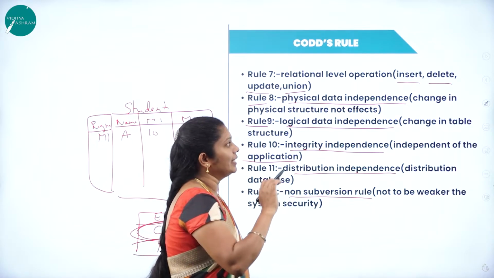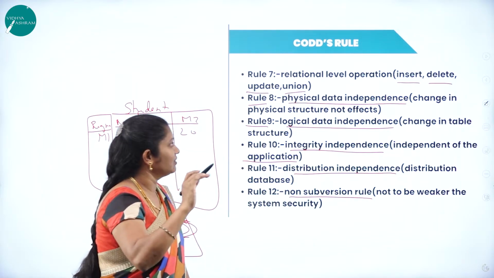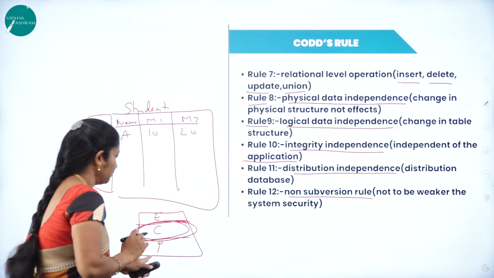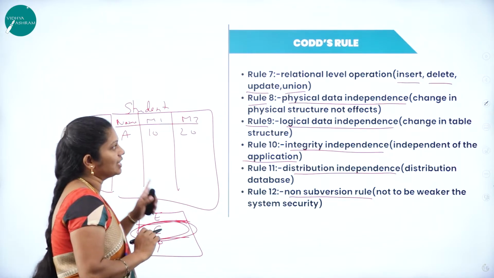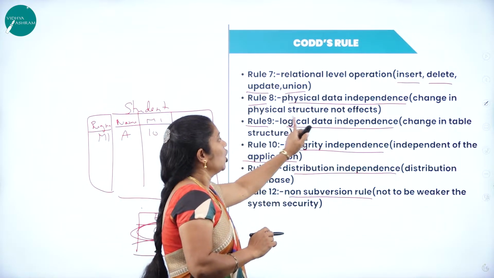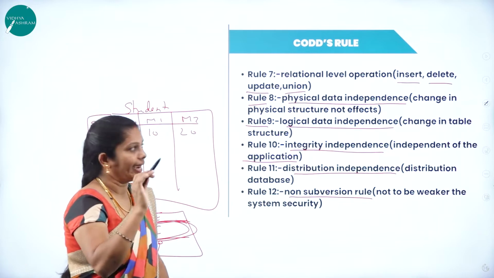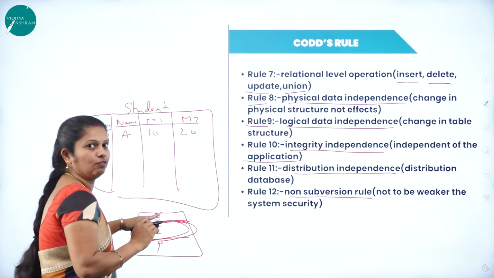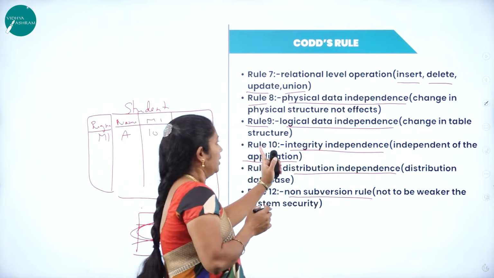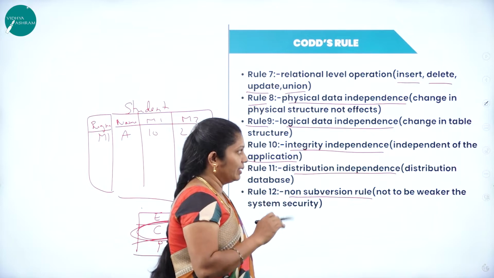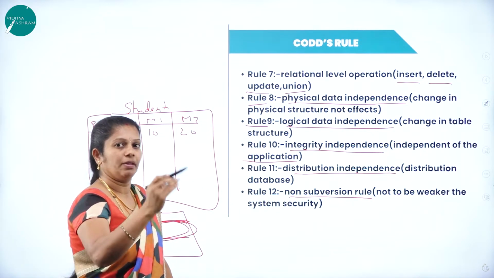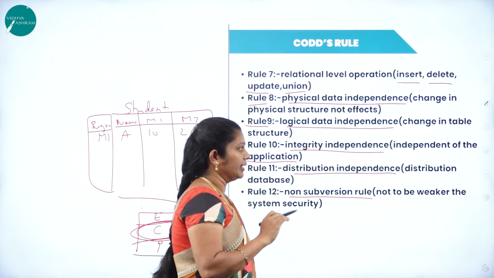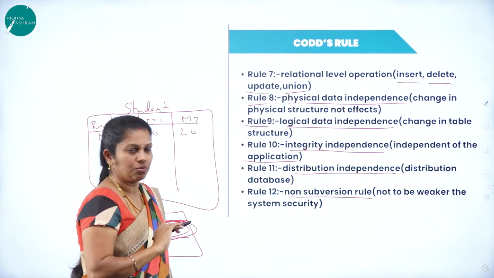Whereas rule 8, physical data independence. That means we can change the physical level without affecting the conceptual as well as the external level. Whereas rule 9, logical data independence, means a change in the table, especially at the logical level, that is the conceptual level, without affecting the external level. Then rule 10 says integrity independence: independence of application. Whichever application we want, it has to support all the applications. Then rule 11, distribution independence, that is distribution of the database. Here it has to be performed.